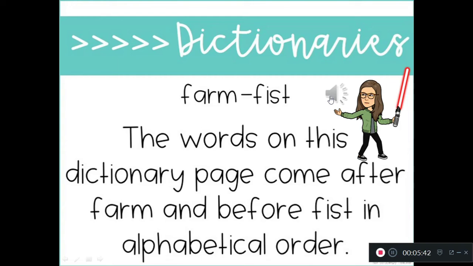On the next couple of slides, you are going to practice making some decisions on what words you might find on a page in a dictionary with the first word farm and the last word fist. All right, remember, the words on this dictionary page come after farm, but they also come before fist in alphabetical order.